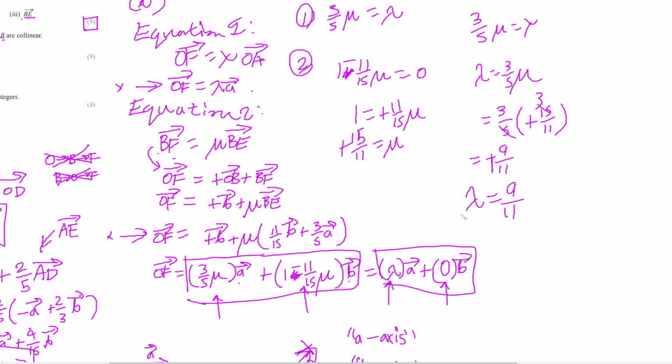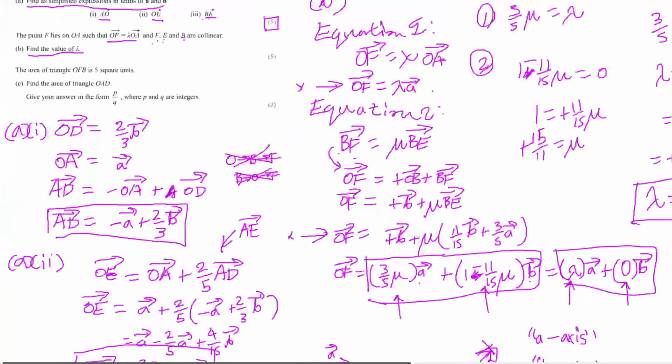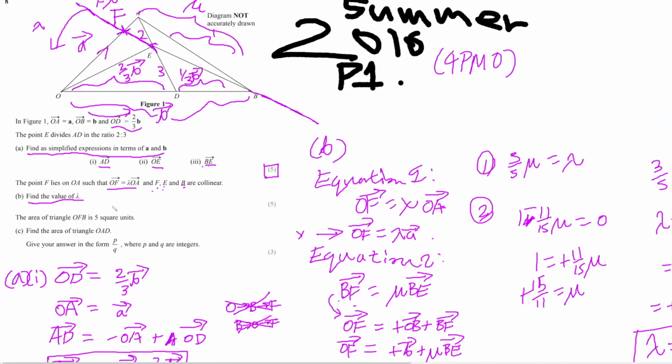So I'm just going to quickly consult the mark scheme to make sure that's correct. Alright, I've consulted the mark scheme. It is correct. Lambda is 9/11. And that's how we do it. That's how we do the lambda mu technique for problem solving. So now I'm going to move on to the final part of this question.